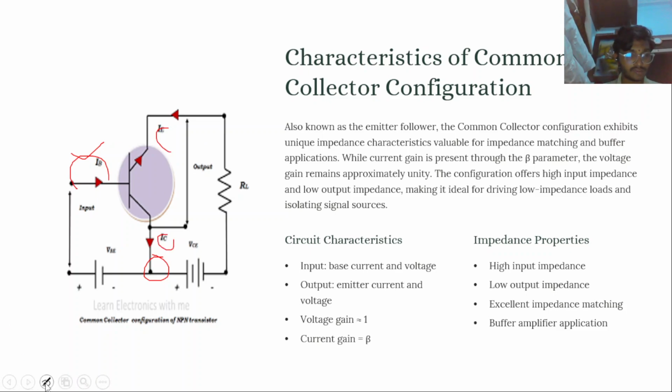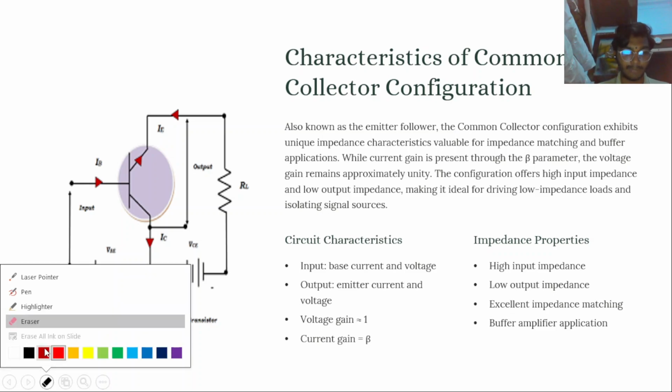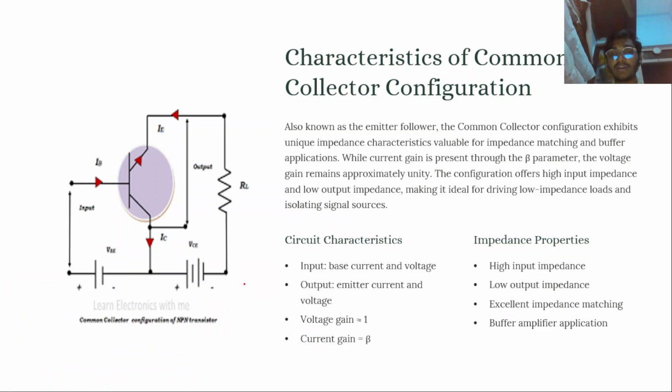Now let us look into this. The emitter follower collector configuration exhibits unique impedance characteristics, valuable for impedance matching and buffer applications. This is also used for buffer applications. While current gain is present through the beta parameter, the voltage gain is approximately equal to 1.